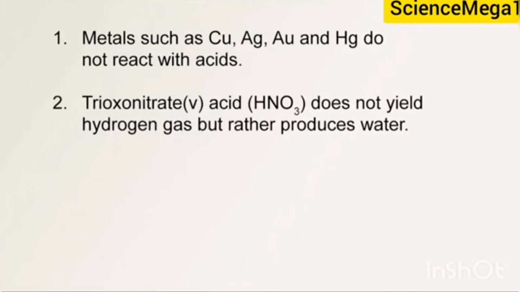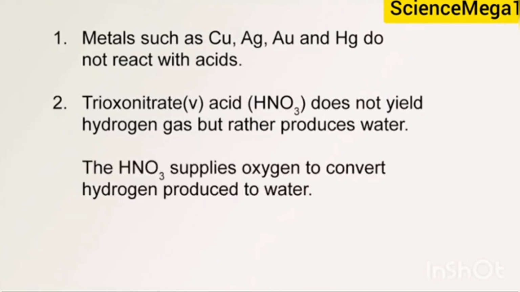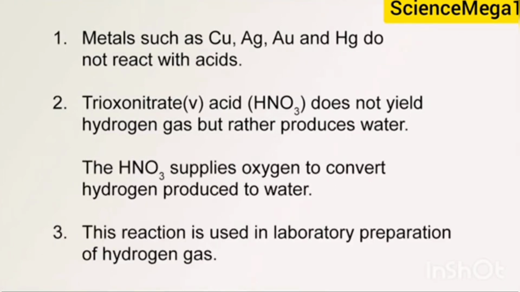Secondly, trioxonitrate 5 acid does not yield hydrogen gas, but rather produces water. This is because the HNO3 supplies oxygen to convert hydrogen produced to water. This reaction is used in laboratory preparation of hydrogen gas.